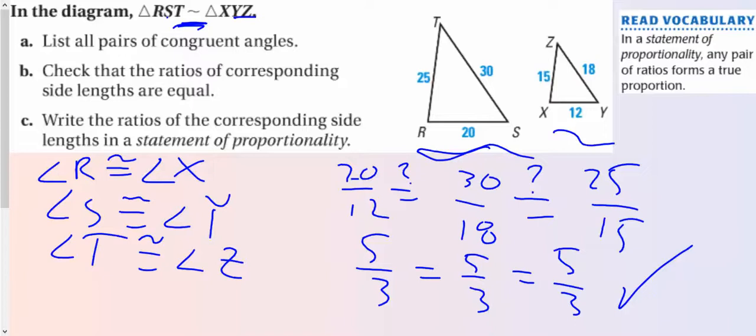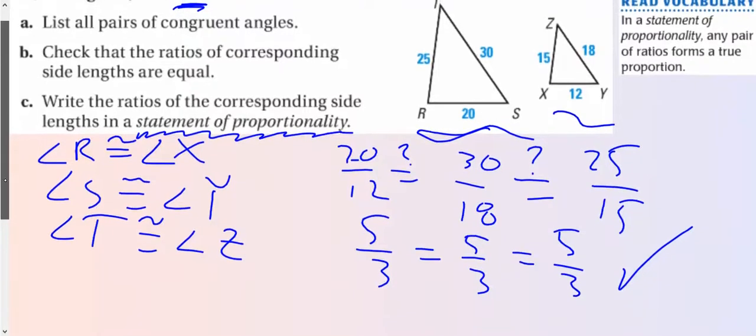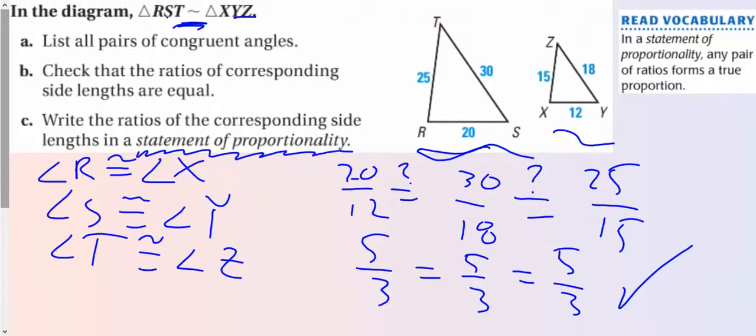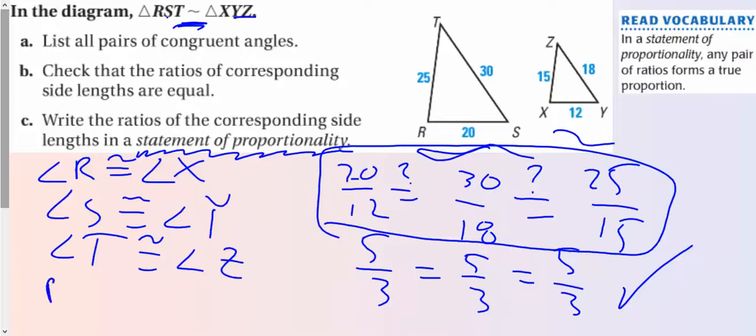Write the ratios of the corresponding side lengths in a statement of proportionality. That's something you guys haven't seen here. All that is exactly what I did, but just without the numbers. So either this works here, or the book may do RS over XY equals ST over YZ, so just putting the actual side lengths rather than their numerical values, and then RT over XZ, and there you go.